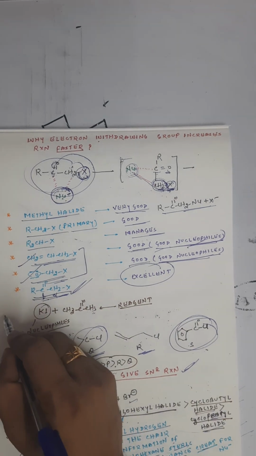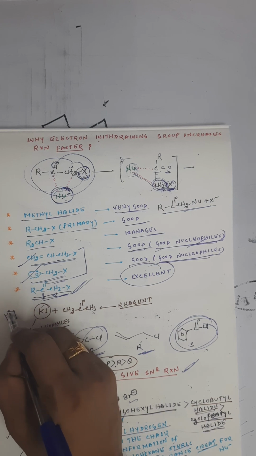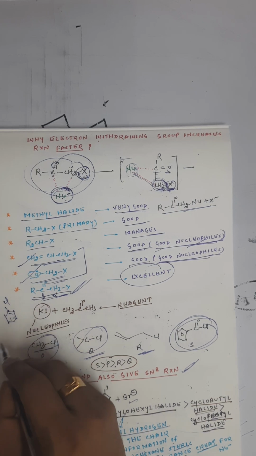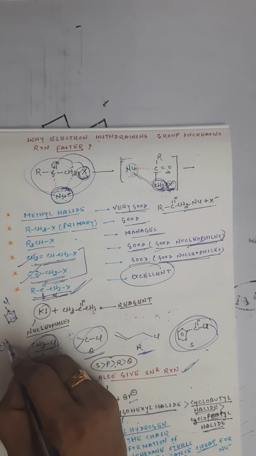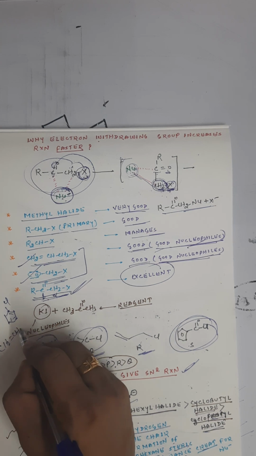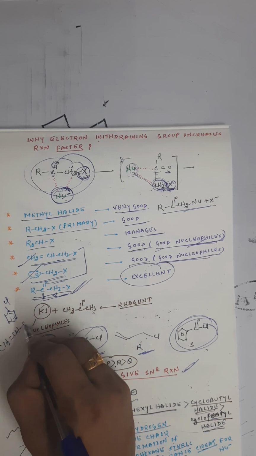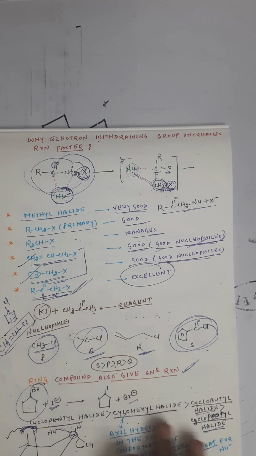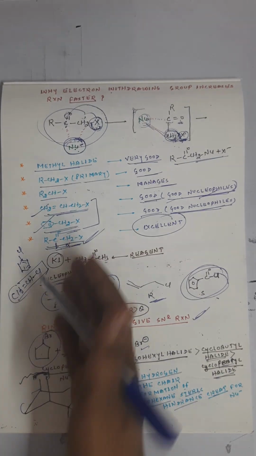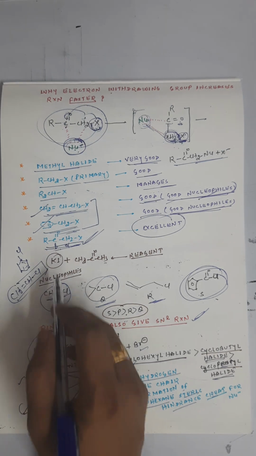And students, one more thing: aryl halides and vinyl halides do not involve SN2 reactions. Okay, so now on the basis of this, I have given one example.